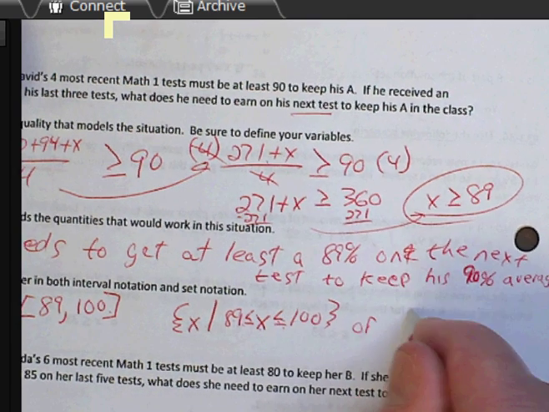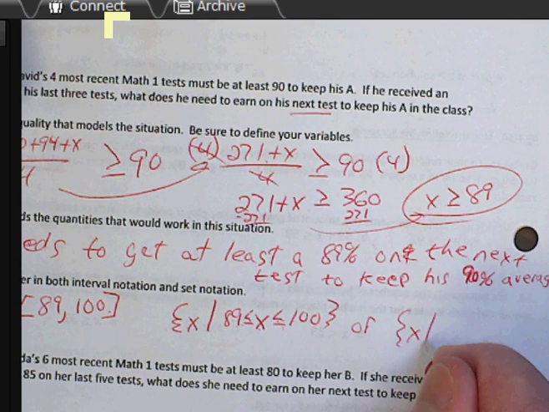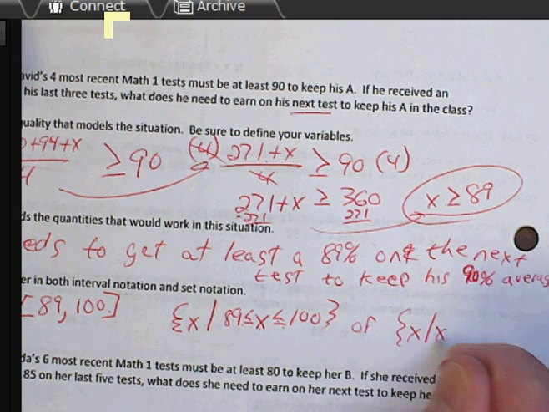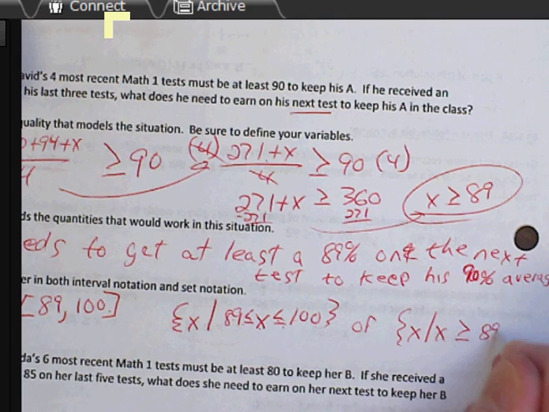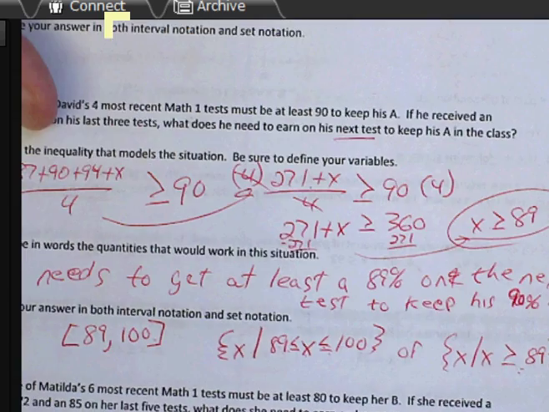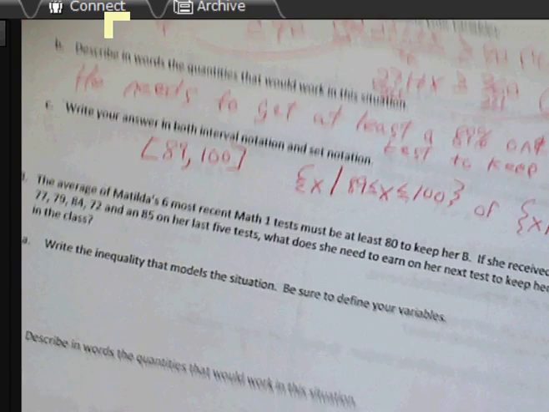Okay, or if you just want to write the simple one, set of all x such that x is greater than or equal to 89. We'll accept that on the test. Okay, that's all the odds.